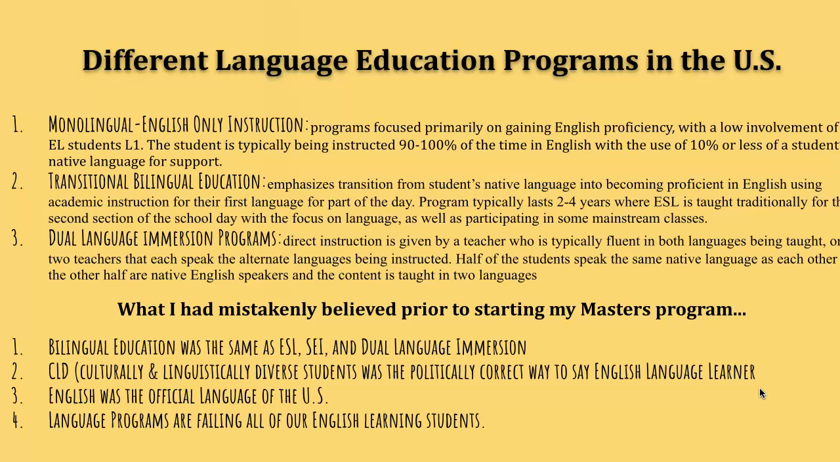I also included some of the things that I mistakenly believed prior to starting my master's program. Prior to starting my master's program, I really thought bilingual education was the umbrella terminology for all language education models. And some of the other things, such as I thought that English was the official language of the US. And I did have the preconceived idea that language programs are failing all of our English learning students.